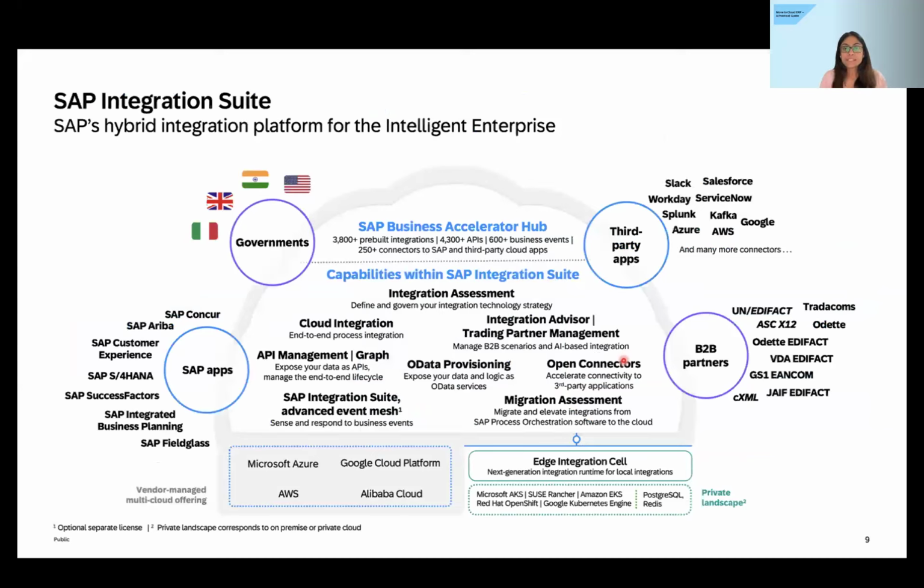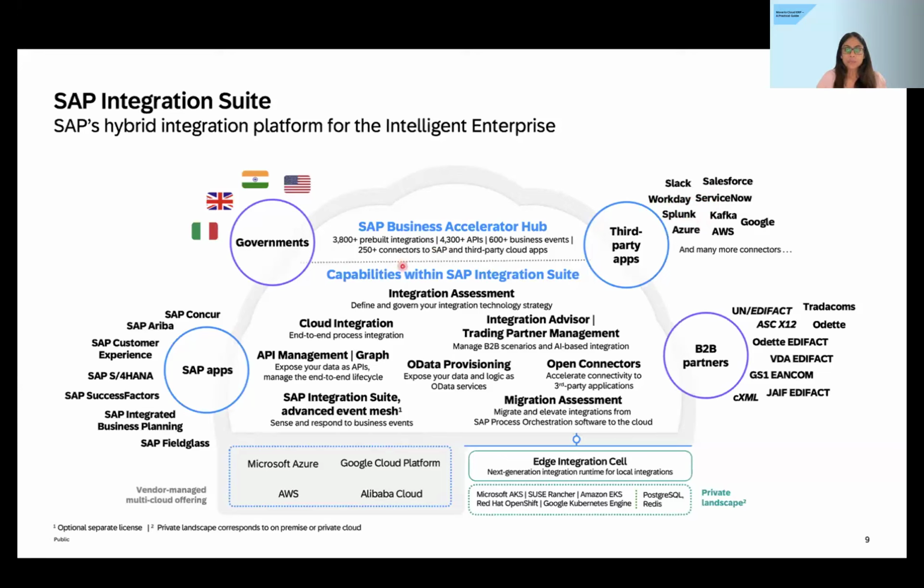Double-clicking on pre-built accelerators, which are there on SAP Business Accelerator Hub. We have around 3,800 plus pre-built integrations, 4,300 plus APIs, 600 plus business events to do any-to-any integration. Be it your SAP application, SAP Concur, S/4HANA, Fieldglass, SuccessFactors, or your third-party integrations, Salesforce, Workday, we have all the pre-built connectors. And even if you see our roadmap today, we really focus on building these connectors out of the box so that it is easy for you to start your integration journey.